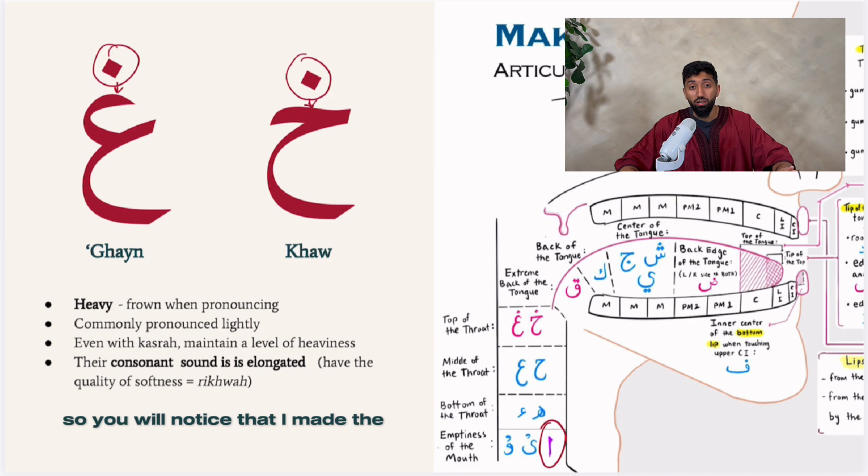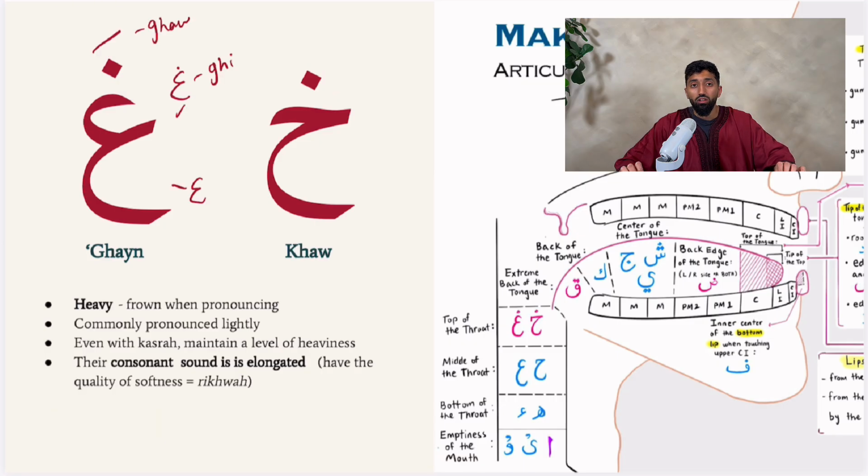So you'll notice that I made the alif purple in this diagram because sometimes it can be heavy, sometimes it can be light. The other 2 purple letters, lam and ra, also have that characteristic, but will be discussed in a future video. So even when these letters have kasra, they will be lighter. They're not technically light, but this is as light as the heavy letters go. It's called the lightest level of heavy.